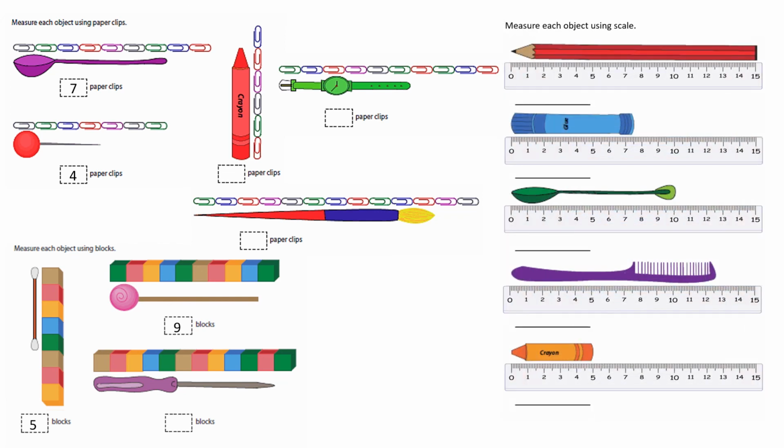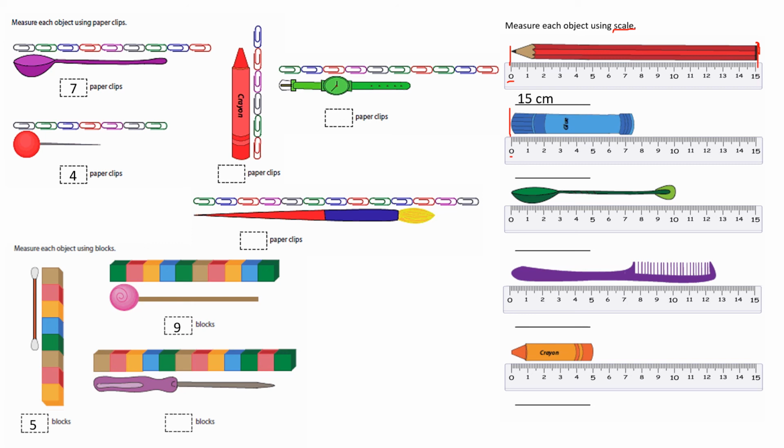Now we will measure the object by using scale. So whenever we measure any object with scale, we will start from 0 and see where the other end of that object is ending on the scale. So your pencil is there. We start from 0 and the other end ends at the number 15. So the measurement of this scale is 15 centimeter.